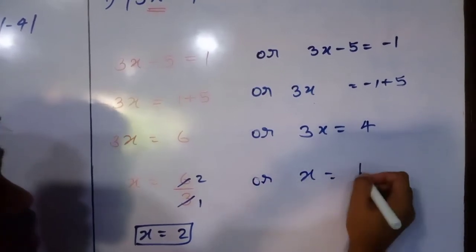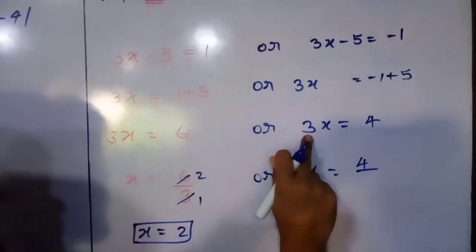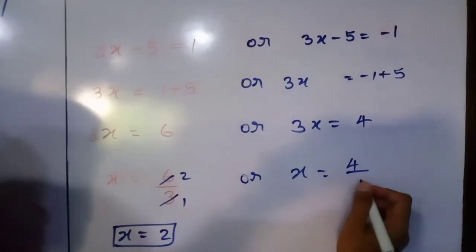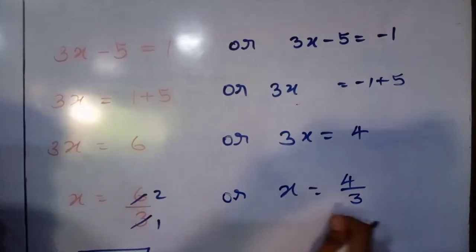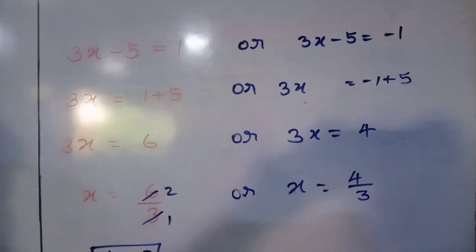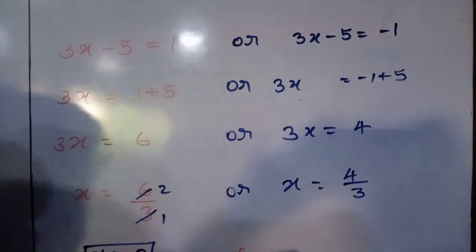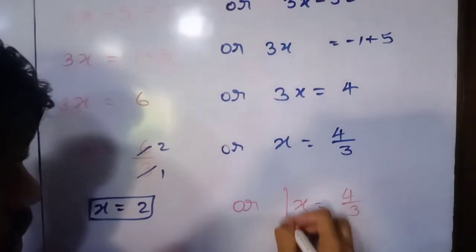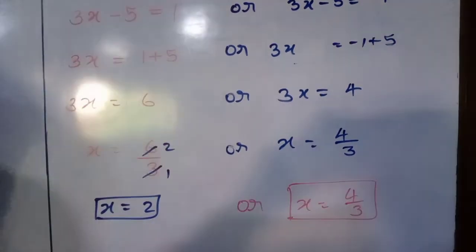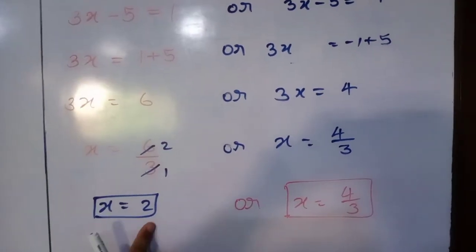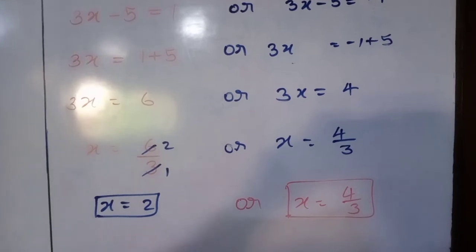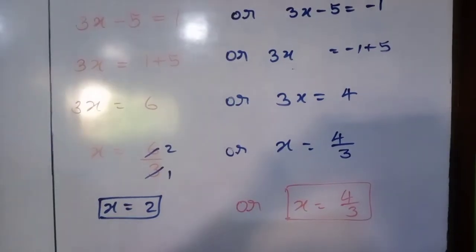3x is equal to 4. 3 is with the multiplication sign of x, when it goes to the other side will become division. Can we do the cancellation over here? Is it possible? No. So therefore x is equal to 4 upon 3. This way we can say x is equal to 2 or x is equal to 4 upon 3. This way we can get the two answers of this question.